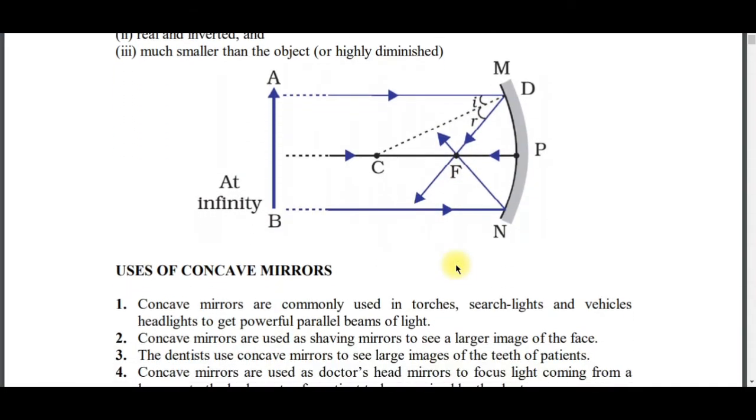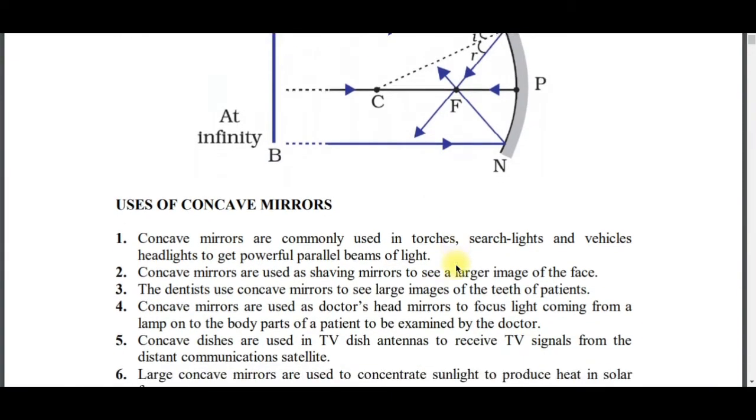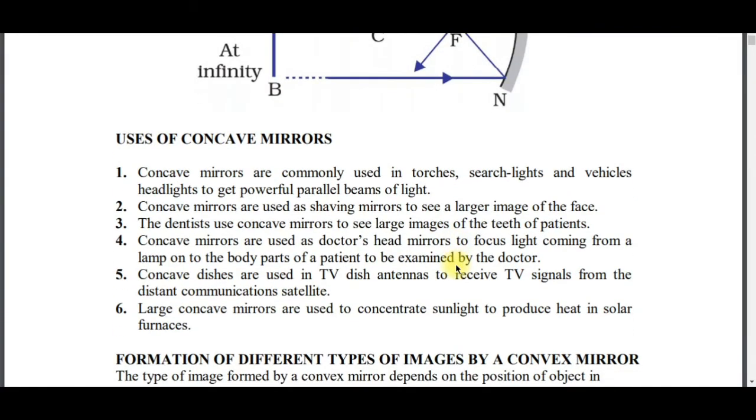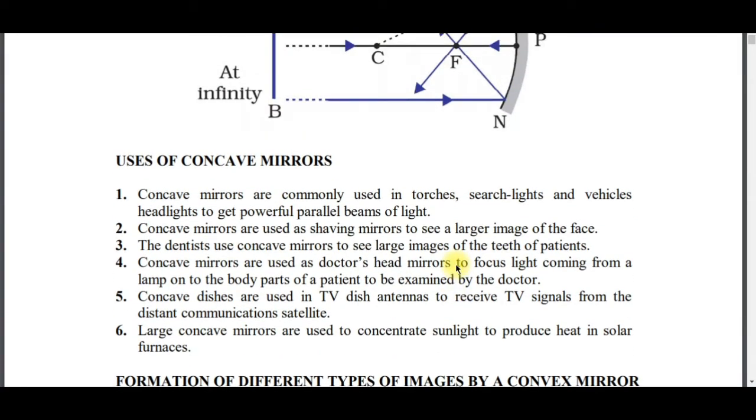So we have studied now different cases where, based on where the object is kept, we can make out where the image is formed. So the next is use of concave mirrors. Okay, so concave mirrors, this is a very important point, you better note down. Concave mirrors are commonly used in torches, searchlights and vehicle headlights to get powerful parallel beams of light. So we can see this in our torches and searchlight. Searchlight is nothing but a big torch.